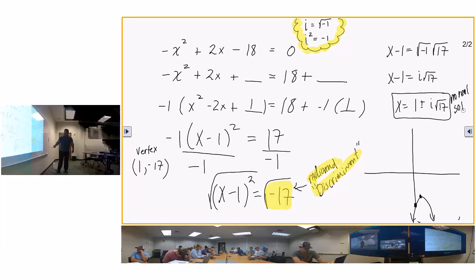So that means that you still have a function. And the domain is all real numbers. The range is negative infinity to negative 17. It's increasing from negative infinity to 1 and decreasing from 1 to what? So you still have everything, you just don't have what?